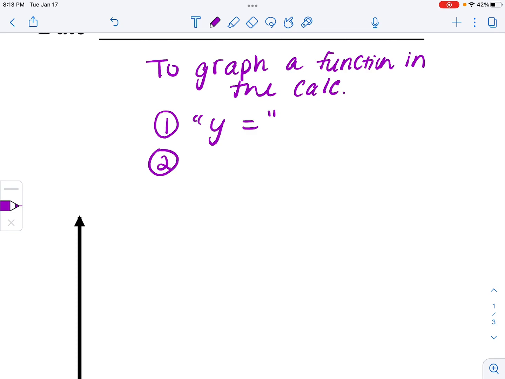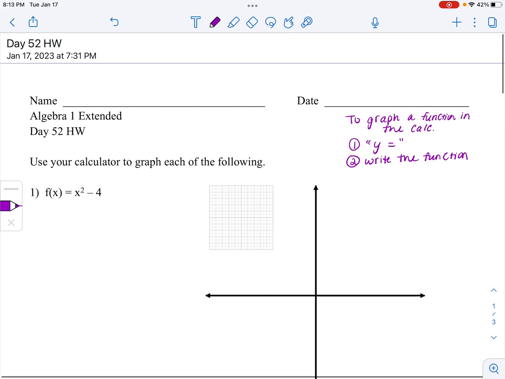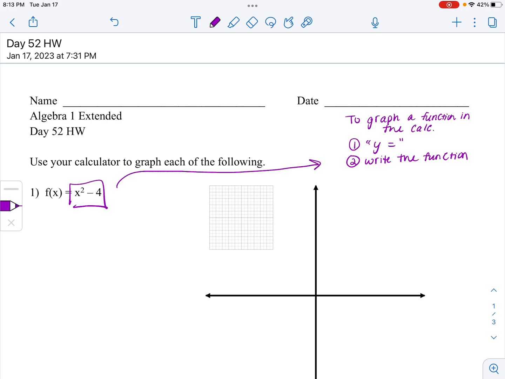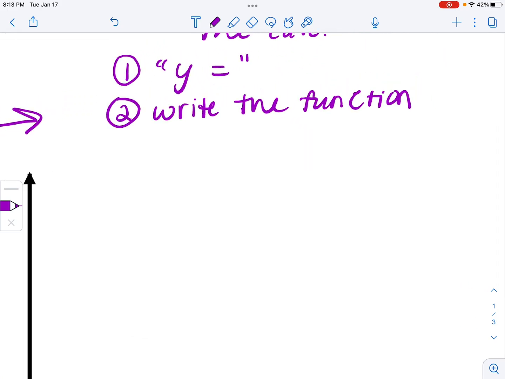There's a whole list: y1, y2, y3. If there's anything in there, make sure you clear them all, and you want to write your function in y1. So then you're going to type the function out. In our case, the first one we would be doing is this, so you would be putting x squared minus 4 into the calculator. Once you have it typed out and it looks exactly like the function, you're going to click on graph.